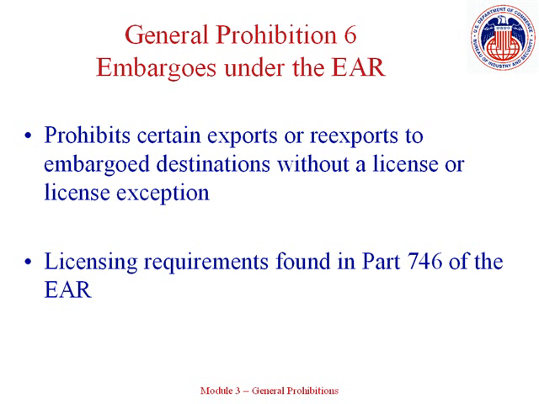General Prohibition 6 prohibits exports and re-exports without a license to a country that is embargoed or otherwise sanctioned by the United States. The specific licensing requirement and policies to these countries under the regulations are found in Parts 746 and 742 of the EAR.